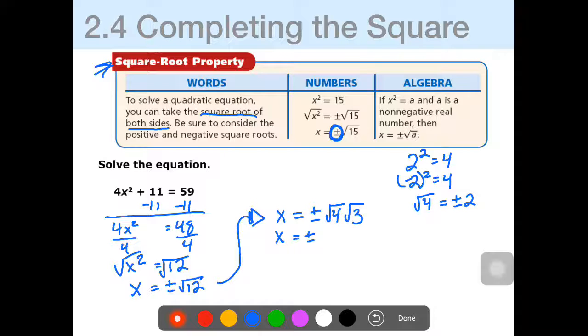So now I can say that my answer for this would be that x could be positive or negative 2 times the square root of 3. The square root of 3 is irrational, so we're just going to leave it at that. We're not going to try to estimate as a decimal. We'll leave it exact, just like this.